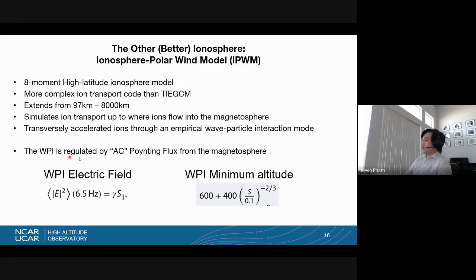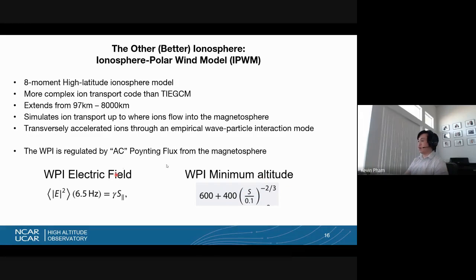The WPI is regulated entirely by the AC Poynting flux coming from the magnetosphere. The AC Poynting flux is where you take the time average of the Poynting flux, then remove the time average, and only look at the fluctuation within the Poynting flux. Using that, also known as S parallel in this case, you can see that the WPI electric field is a function of S parallel, as well as the WPI minimum altitude at which it takes place is also a function of S parallel.